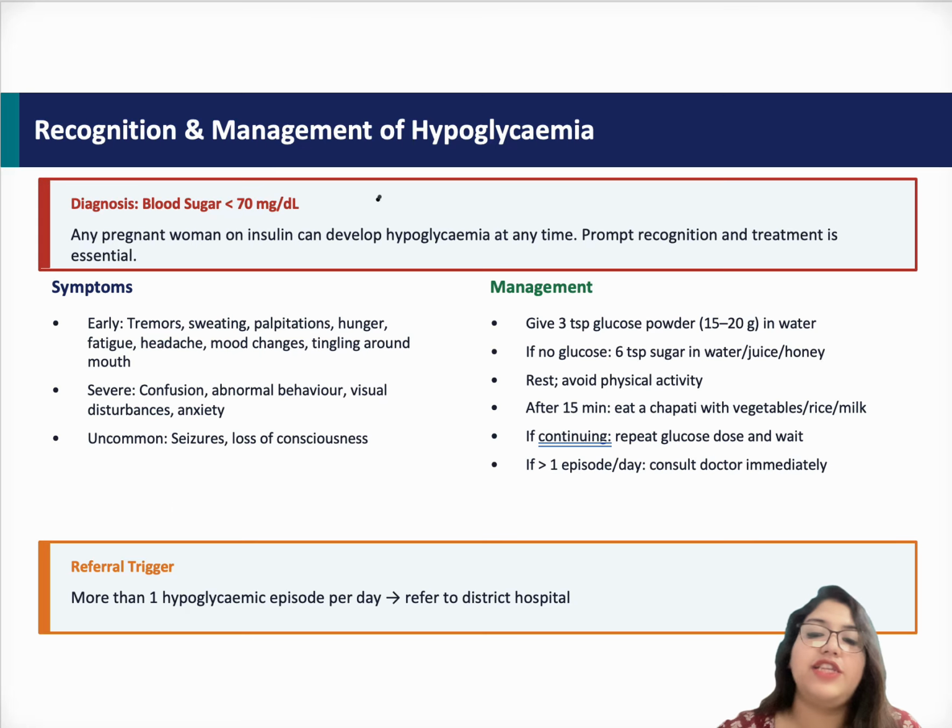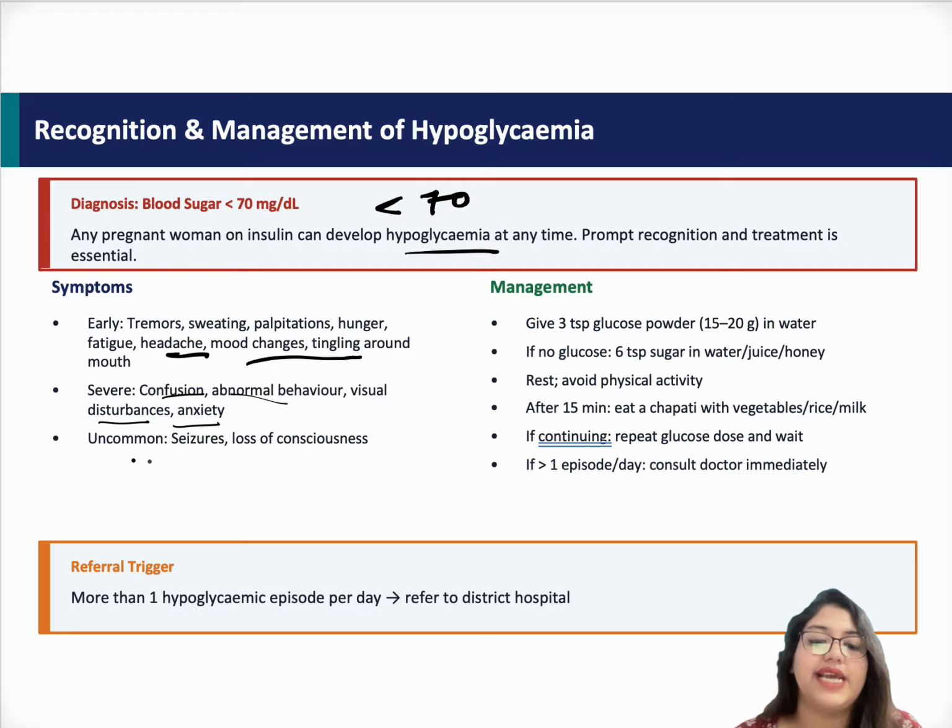So, recognition and management of hypoglycemia. Diagnosis is blood sugar less than 70. Any pregnant woman on insulin can develop hypoglycemia at any point, so it is important to recognize, and treatment is essential. Symptoms will be tremors, sweating, palpitation, hunger, fatigue, headache, mood changes, tingling around the mouth. Severe can be confusion, abnormal behavior, visual disturbances, anxiety. Uncommon are seizures and loss of consciousness.